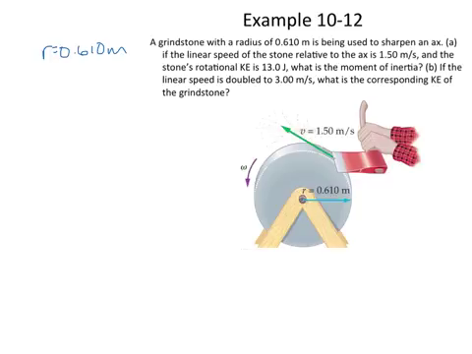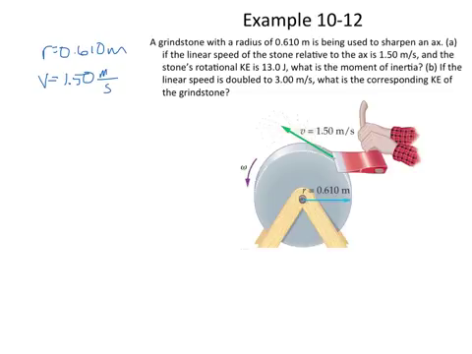If the linear speed of the stone relative to the axe is 1.50 meters per second, all right? And by the way, relative to the axe, or it could be relative to the ground. I mean, we're assuming the axe is being held by a man who's standing on the ground. So think of the axe as being stationary, and the grindstone is what is actually moving. So the linear velocity is 1.50 meters per second. And the stone's rotational kinetic energy is 13.0 joules.